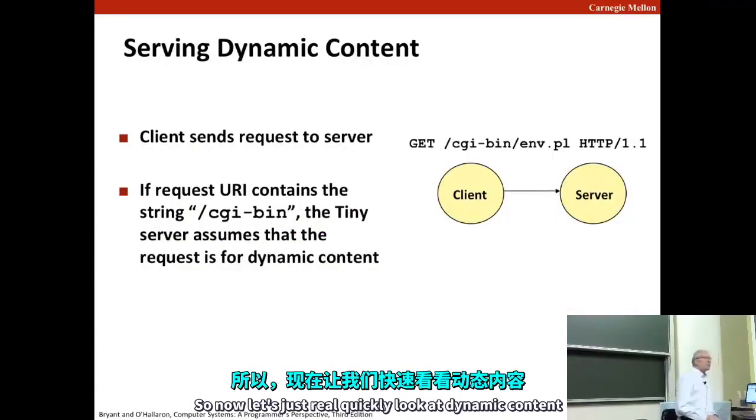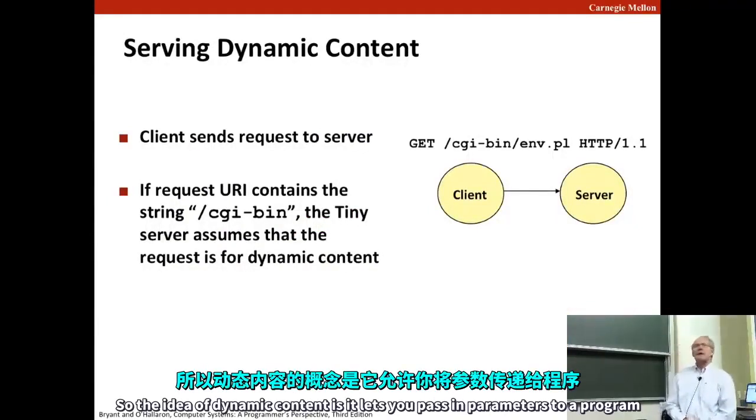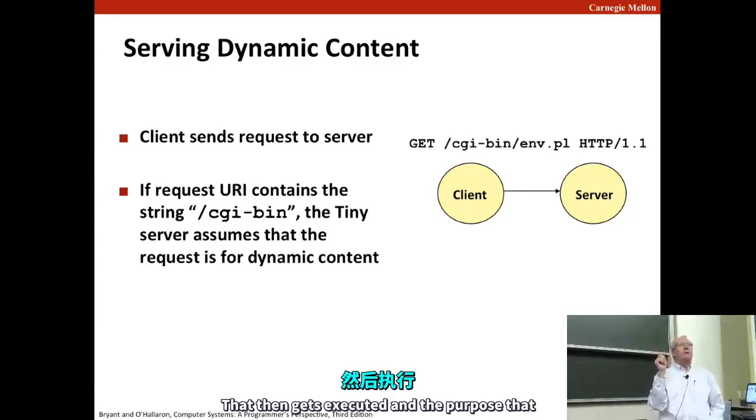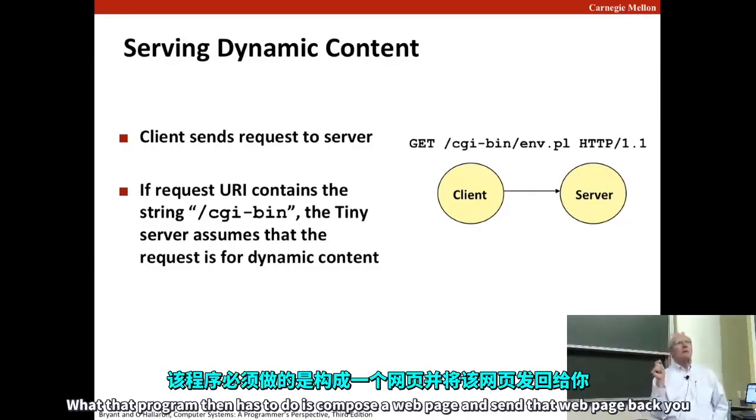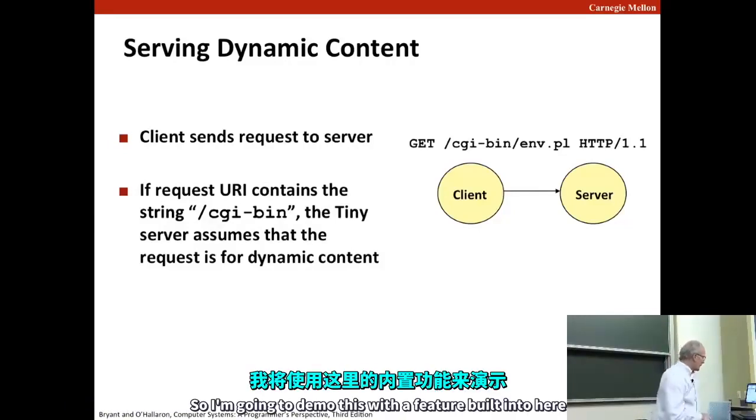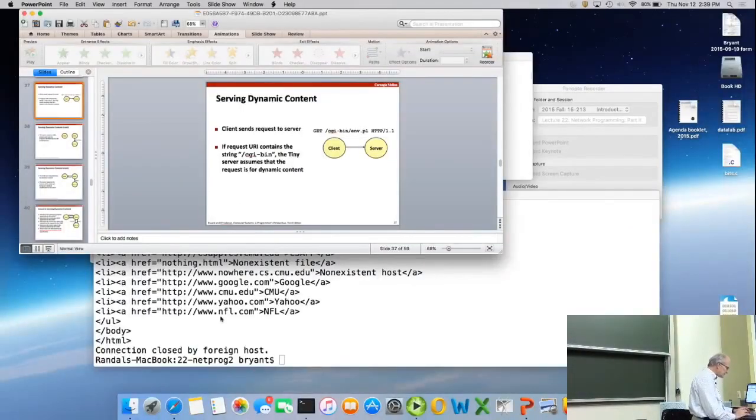So now let's just real quickly look at dynamic content. The idea of dynamic content is it lets you pass in parameters to a program that then gets executed, and what that program then has to do is compose a web page and send that web page back to you. So I'm going to demo this with a feature built into here.